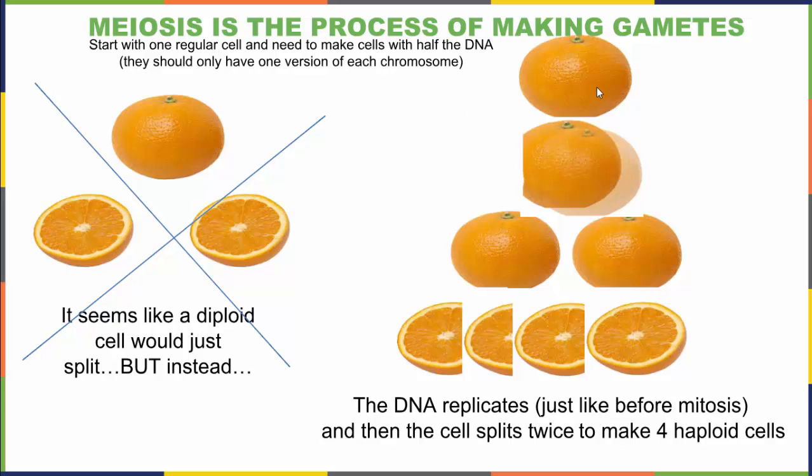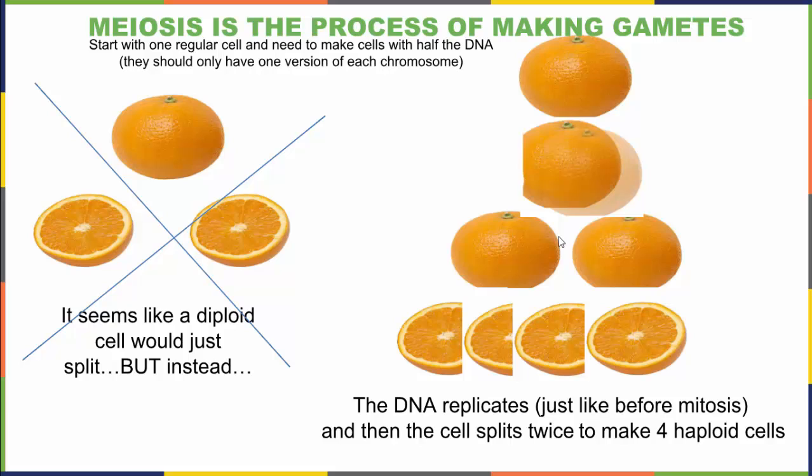But instead what we do is we start with our whole orange, which is our regular diploid cell. Then the DNA replicates, just like it does before mitosis. So in the S phase of interphase, we have DNA replication. This is meant to show that we now have 2 oranges, kind of an orange with another orange by it. So the DNA replicates.